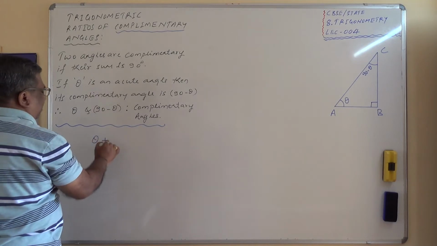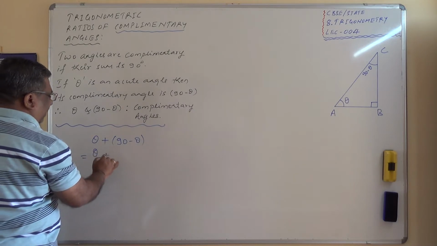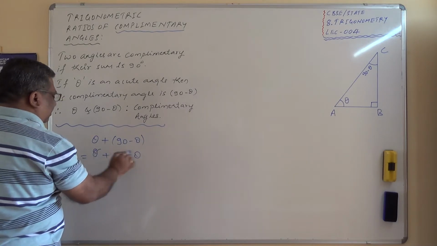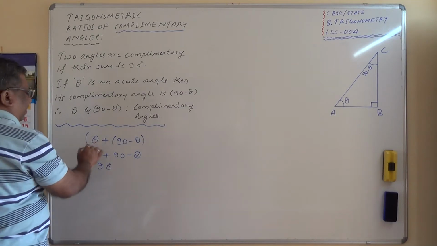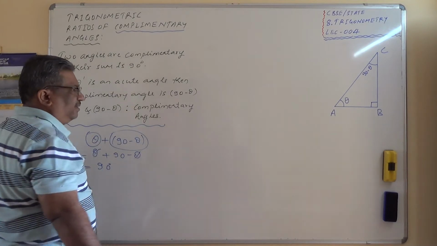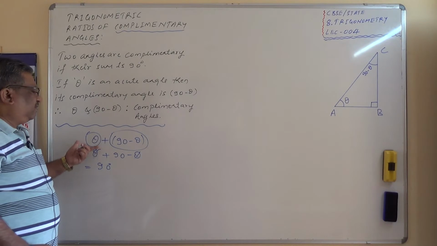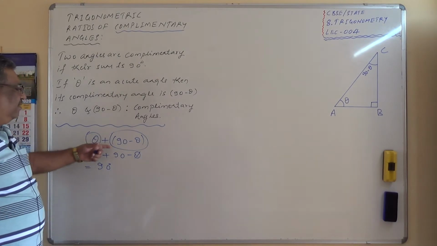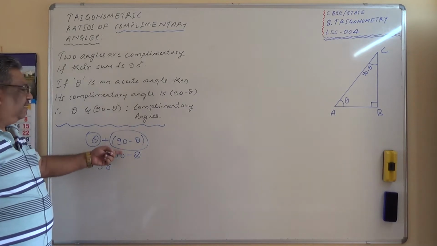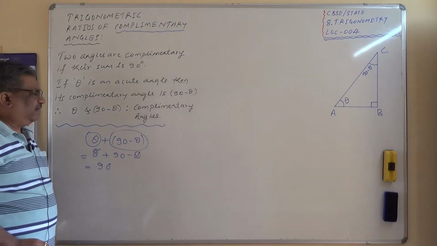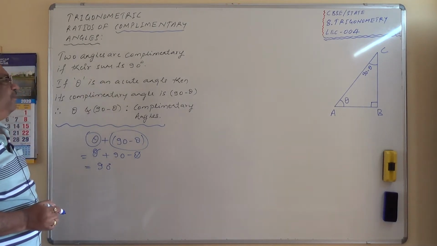Let us see, theta plus 90 minus theta, which is equal to 90 degrees. Hence, theta and 90 minus theta are considered to be the complementary angles. So what are the T ratios of these complementary angles? Meaning sine of 90 minus theta, cos 90 minus theta, tan 90 minus theta, cosec 90 minus theta, sec 90 minus theta, and cot 90 minus theta. What are the values of these is what we are going to study today.